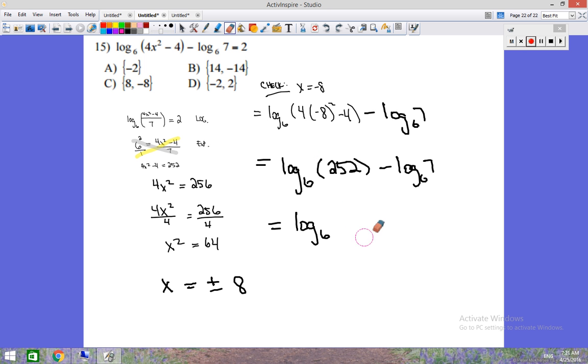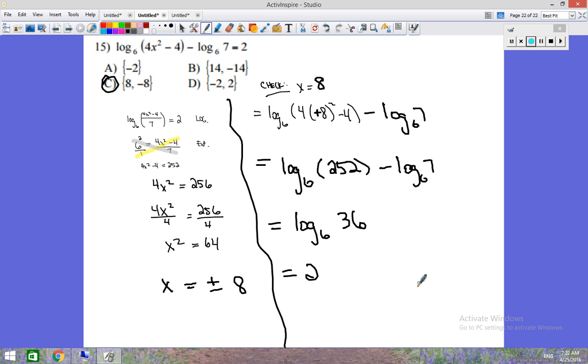And log base 6 of 36 is equal to 2 because 6 squared is 36. Remember that our logarithm equals the exponent, and 6 has to have an exponent of 2 to be 36. If we check our positive 8, that would be positive 8, and everything else is the same. So negative 8 and positive 8 checked. So our answer for number 15 is C like Charlie.